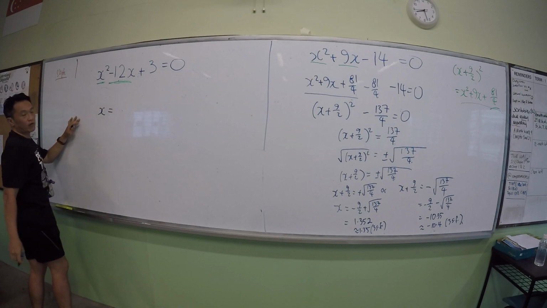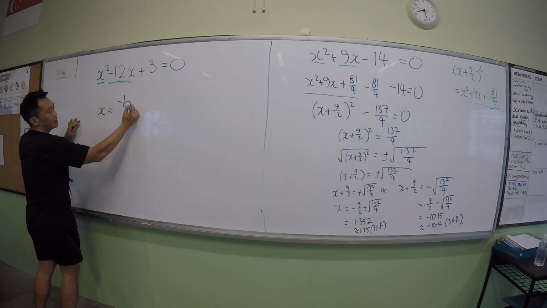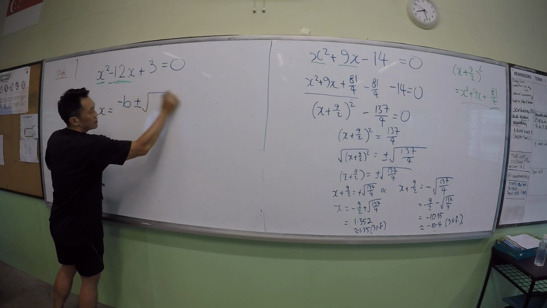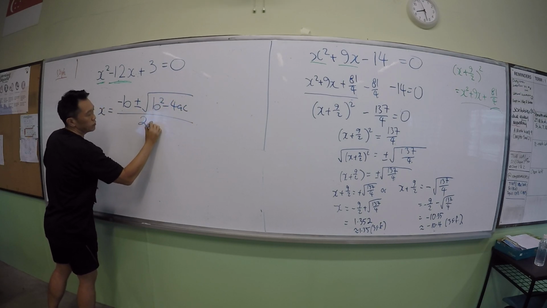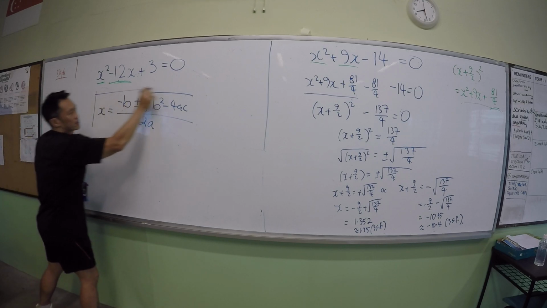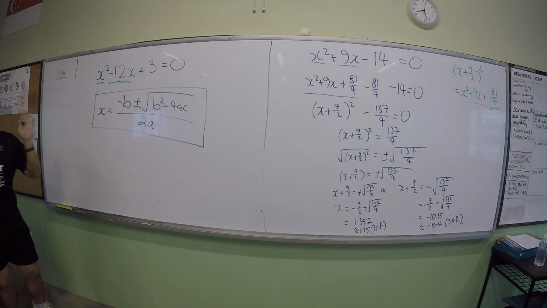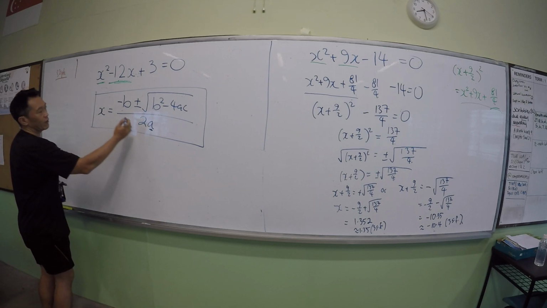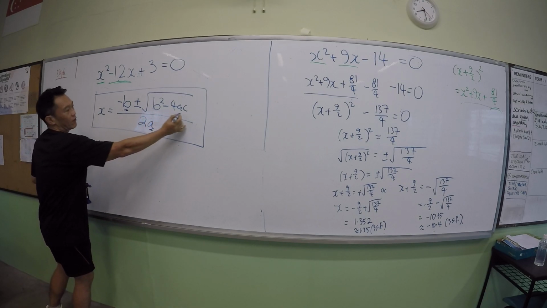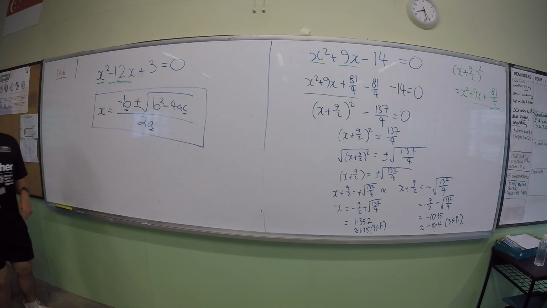It is going to be equals to negative b plus minus square root of b squared minus 4ac divided by 2a. Okay? So if you can remember this formula, all the quadratic equations that you come across can be solved using this formula. But we have to know what A means, what B means, what C means.